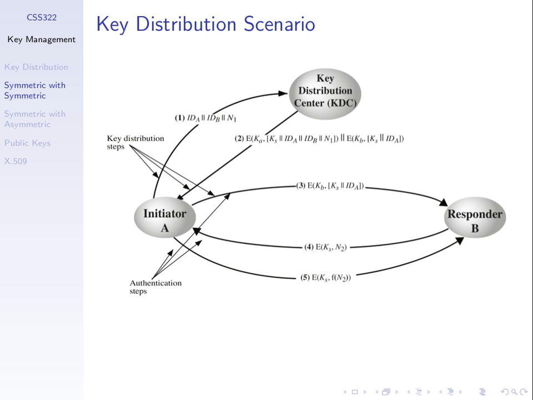We're finished now. Both A and B have a shared session key, and that's been exchanged secretly. So we've achieved our objective. The two users know the shared secret key KS. We'll see the next two steps are some extra tasks that we want to perform.